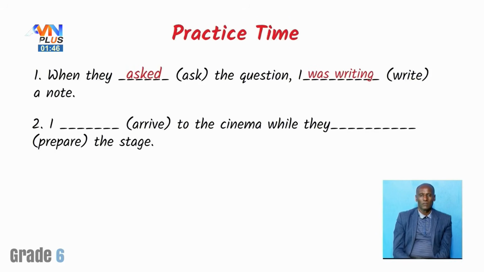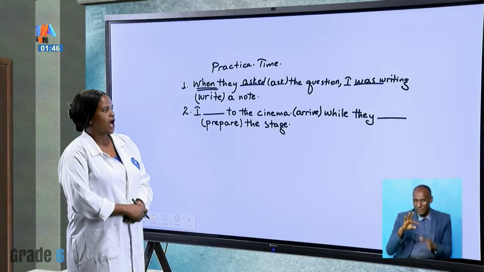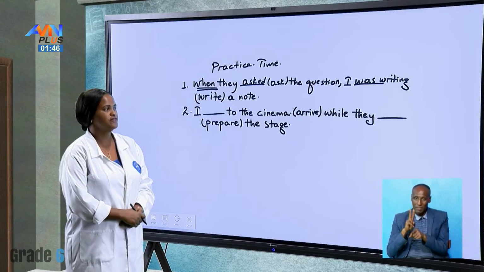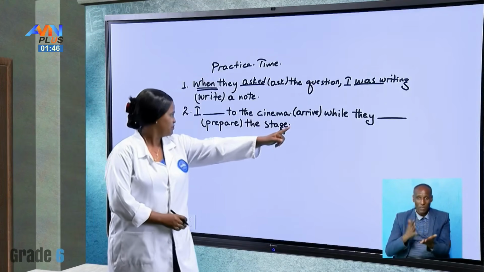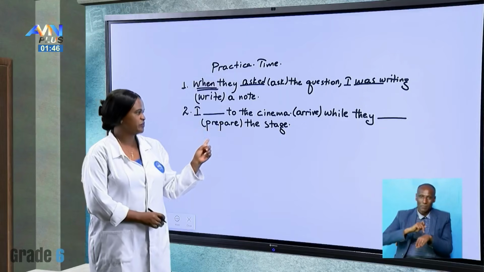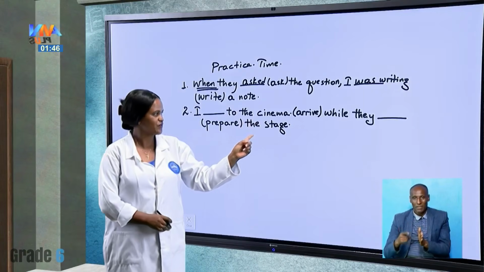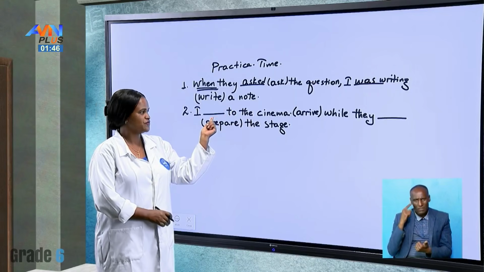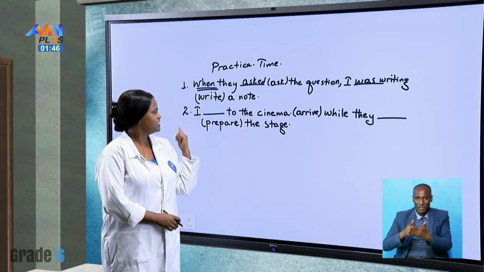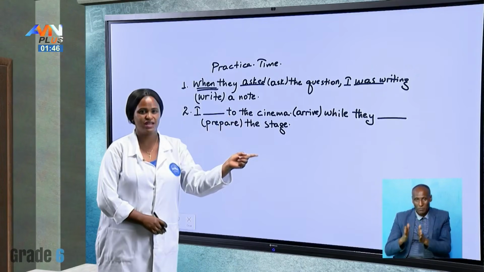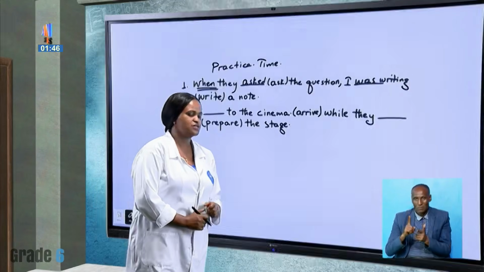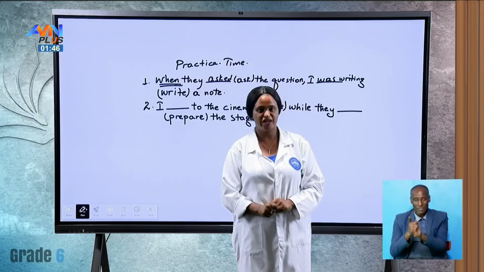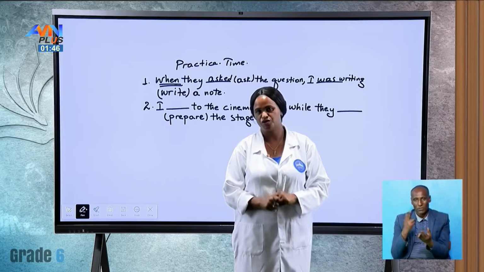Okay, look at this sentence. I blank to the cinema, our verb here is arrive, while they blank, with the verb prepare, the stage. How do you think we should make arrive in the first clause and prepare in the second one? Let me give you a few more seconds. Please show your answers to your parents, your friends, or mentors around you, okay?